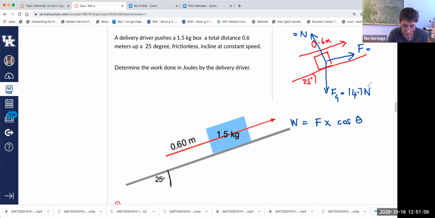The normal force, well, that's going to balance gravity's force component perpendicular to the incline. So that's cosine 25 degrees times the gravitational force. And that will be equal to 14.7 newtons times cosine of 25 degrees. Figure that out, that's 13.3 newtons.